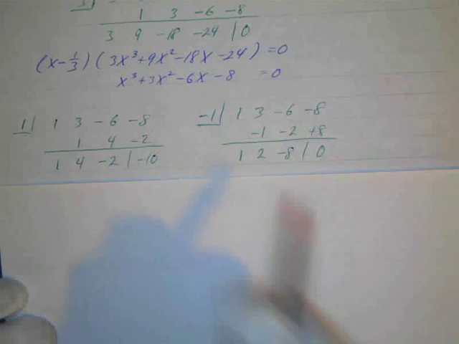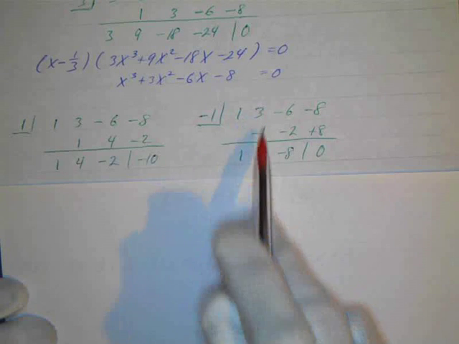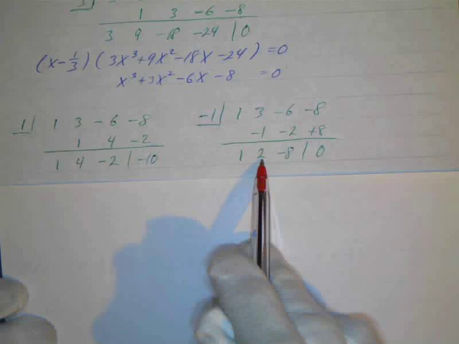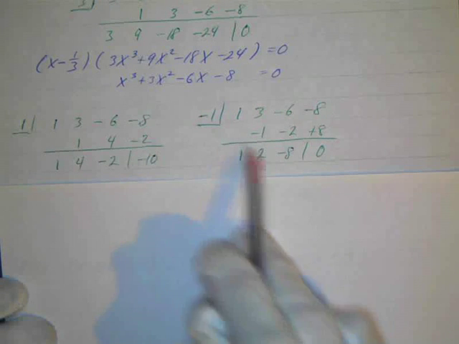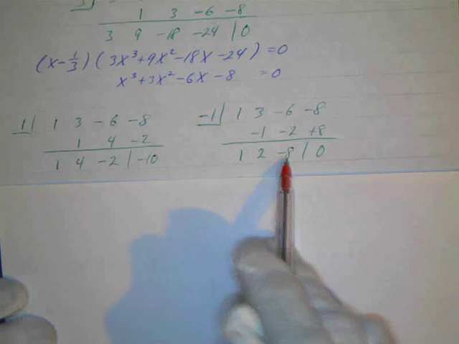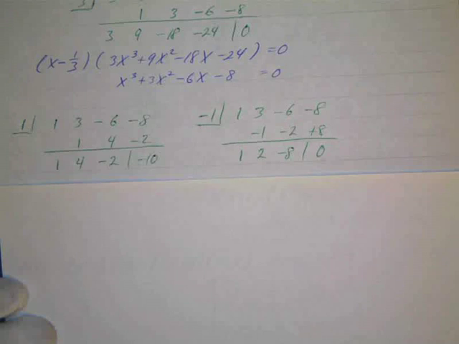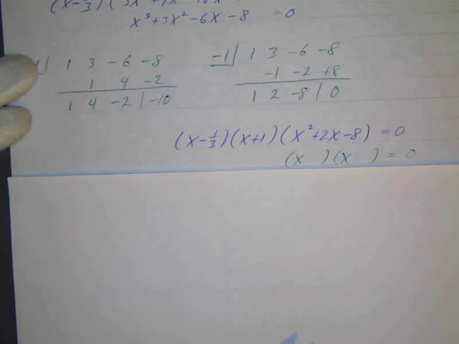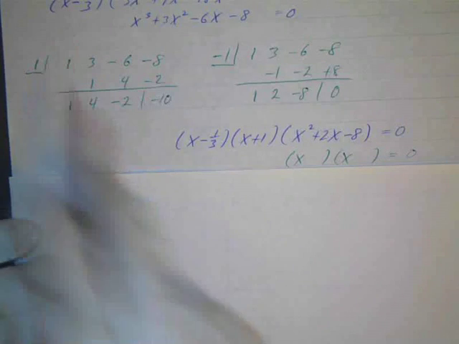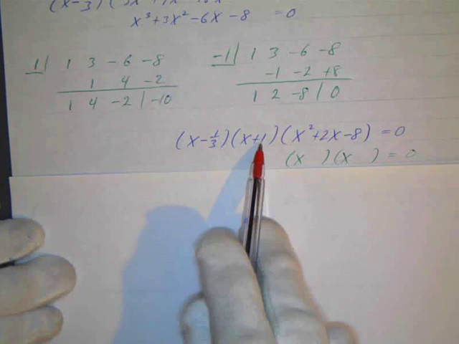Then I tried negative 1. Bring down my 1. Negative 1 times 1 is negative 1. And 3 plus negative 1 is 2. Negative 1 times 2 is negative 2. Negative 6 plus negative 2 is negative 8. Negative 1 times negative 8 is positive 8. Negative 8 plus positive 8 is 0, and that's my other 0 or root. So these are my factors, x minus 1/3. If negative 1 is a 0, x minus negative 1, or x plus 1, is a factor.